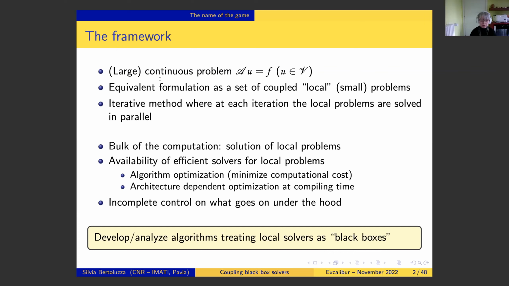And they are efficient because either I really wrote some very efficient algorithm, or because they have been optimized at compiling time, in a very end user sort of way. And I want to treat these solvers as black boxes. And many times with these solvers, I have an incomplete control of what goes on under the hood. So I really want to treat them as black boxes.